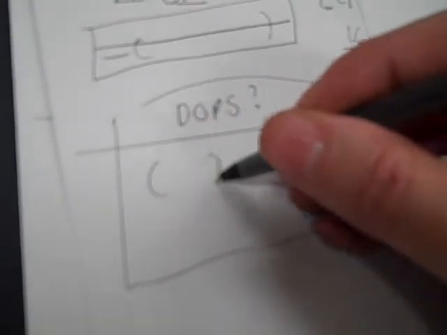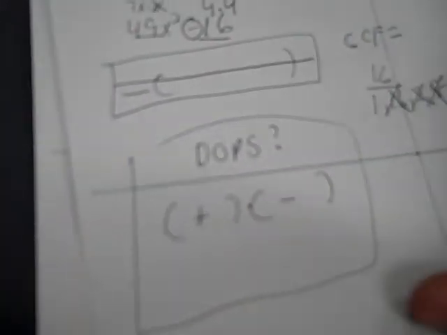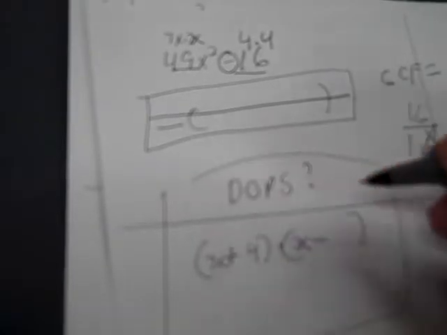So I need to make 2 parentheses out of that. You always do one plus, one minus. And then I put 7x, 7x, and then 4 and 4, and it's done. Okay, 7x plus 4 times 7x minus 4. Okay, 3 terms. We got the GCF and then the T table.